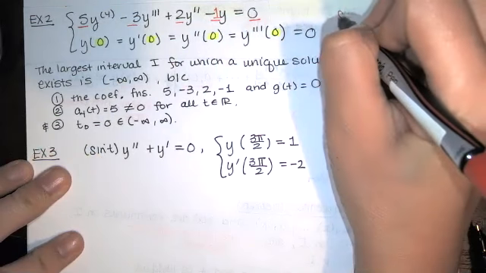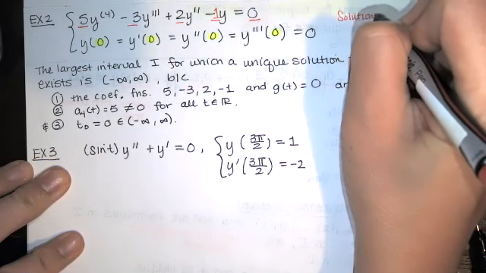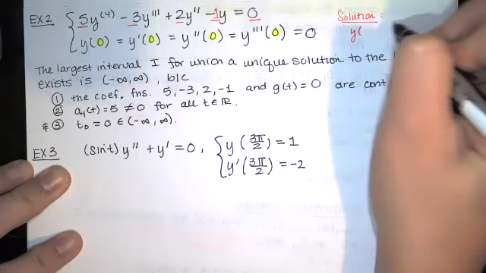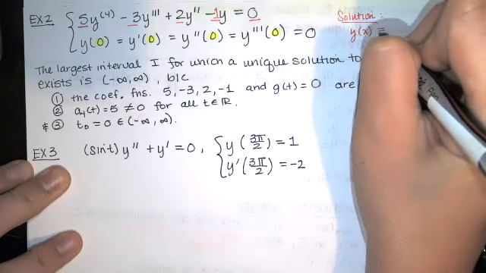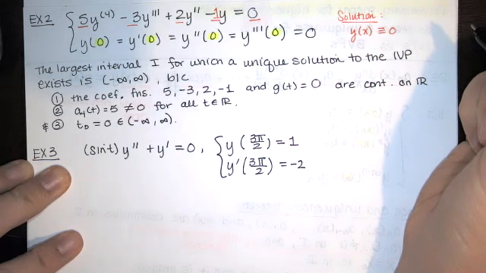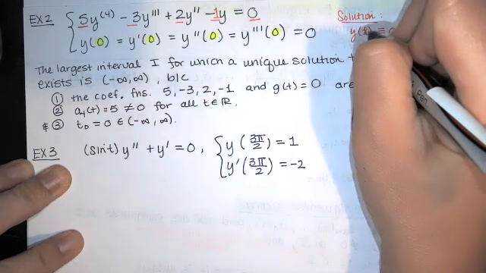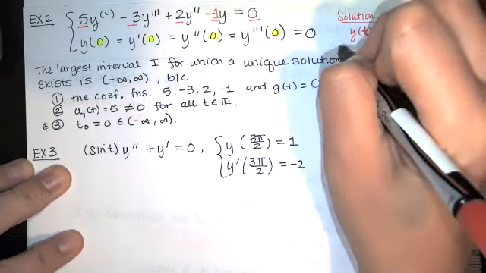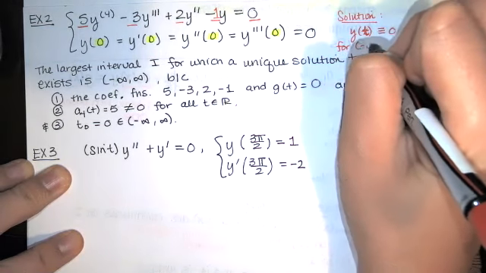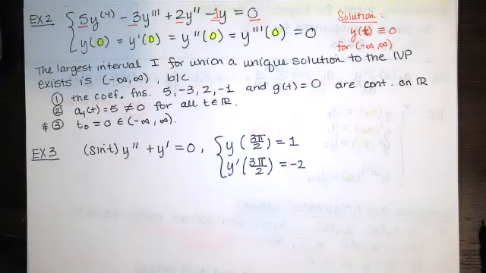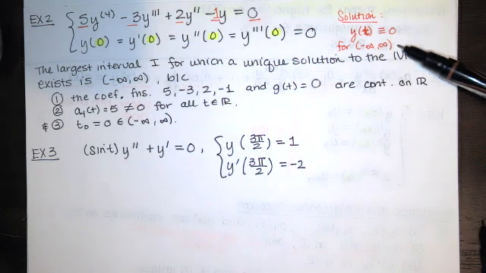Well, it turns out that the solution of this is y of t equal to 0 for all real numbers t. That's called the trivial solution. It's the 0 solution. And most of the time when we're looking for a solution to a differential equation, we're not looking for the trivial solution.